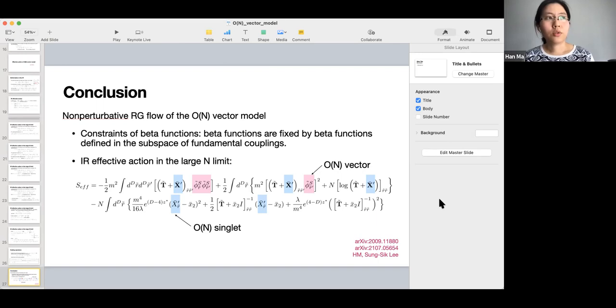Right. Anything. So unitarity is not required in our method, and we can study non-unitary theories. I see. So even theories with complex couplings. I see.